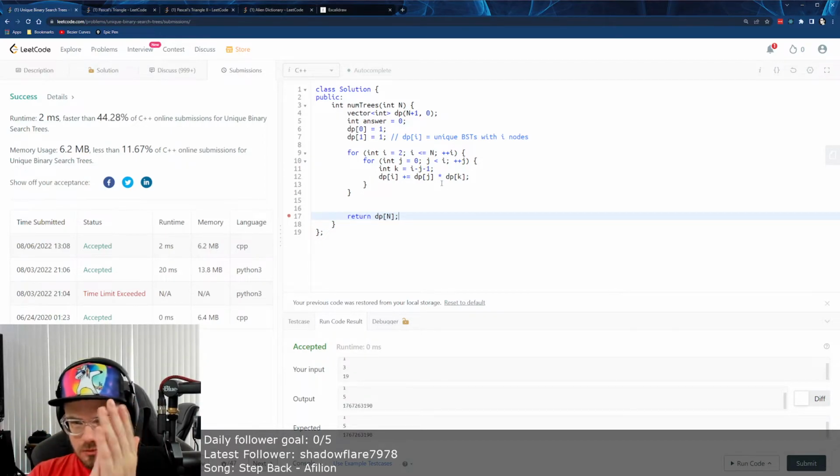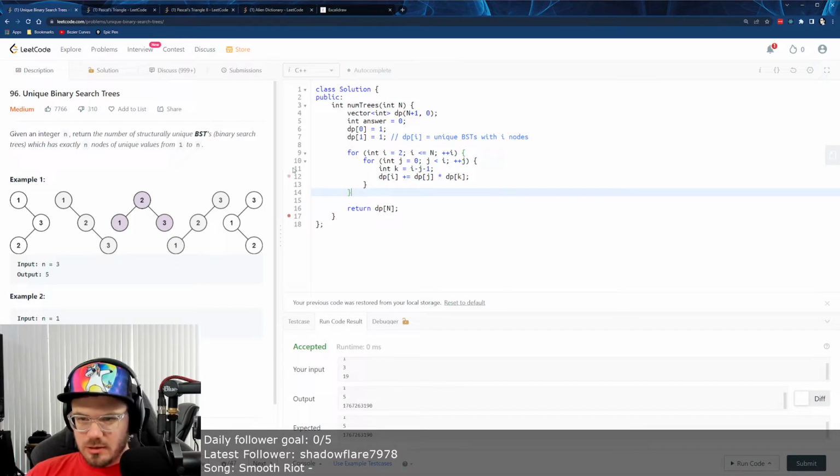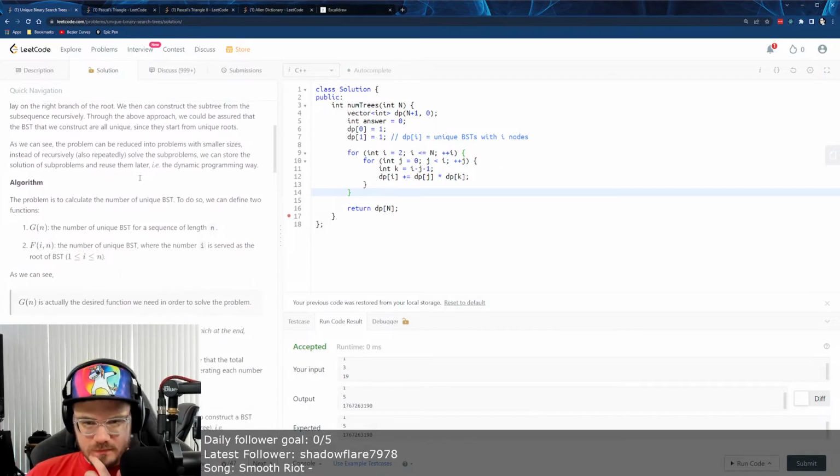Pog, that's the DP solution. Well, that's a DP solution for unique binary search trees. Now that we got that, and I'm very pleased, let's go ahead and look at the solution suggested by LeetCode. So approach 1 is dynamic programming. Yeah, this looks like what we did here.